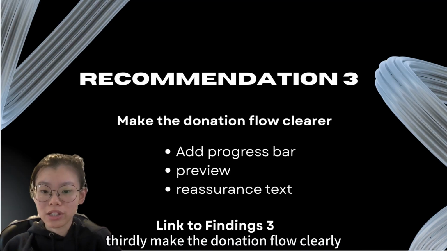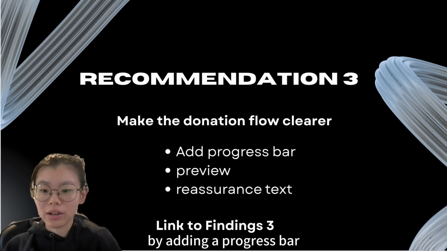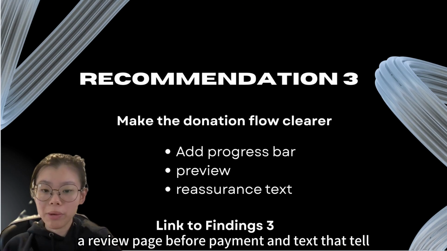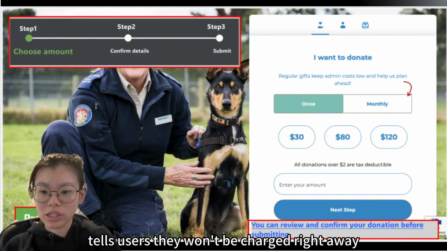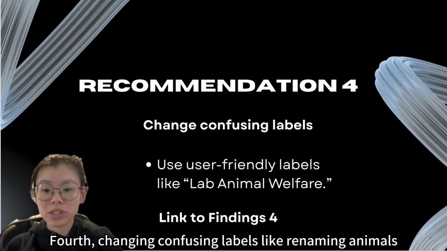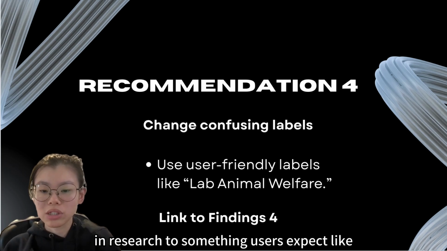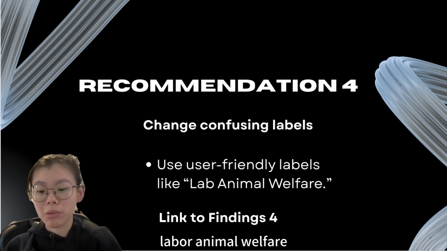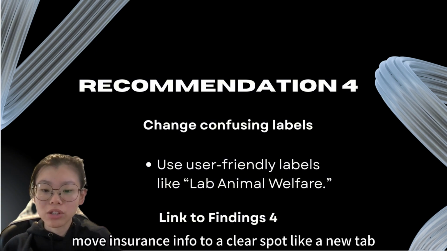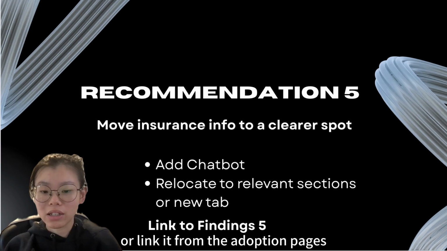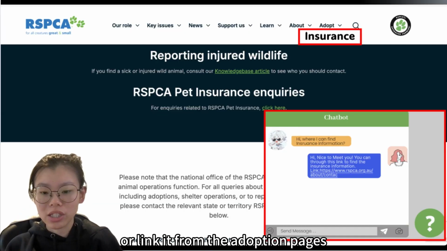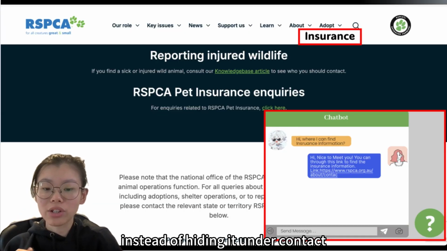Thirdly, make the donation flow clearer by adding a progress bar, a review page before payment, and text that tells users they won't be charged right away. Fourth, change confusing labels, like renaming animals in research to something users expect, like animal welfare. Finally, move insurance info to a clear spot, like a new tab, or link it from the adoption pages instead of hiding it under contact.